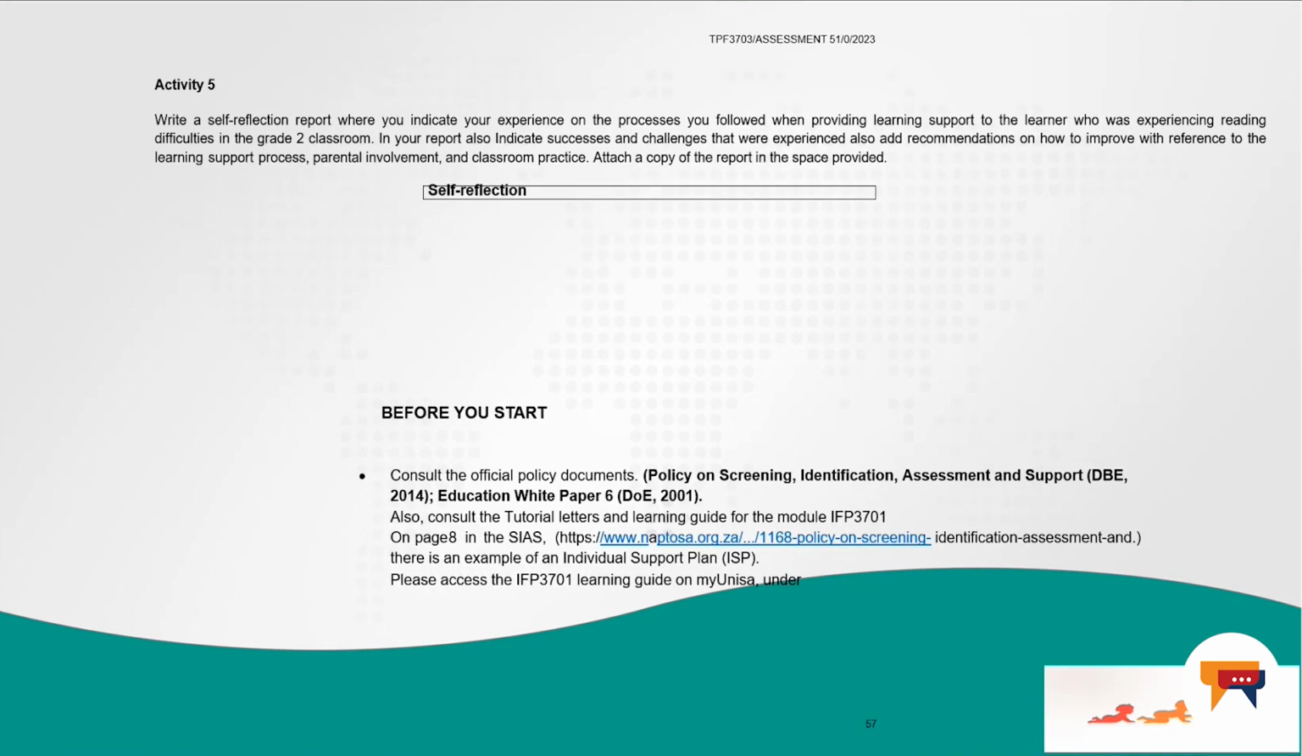Activity 5. Write a self-reflection report where you indicate your experience on the process you followed when providing learning support to the learner who was experiencing reading difficulties in the grade 2 classroom. In your report, also indicate successes and challenges that were experienced. Also add recommendations on how to improve with reference to the learning support processes, parental involvement, and classroom practice.